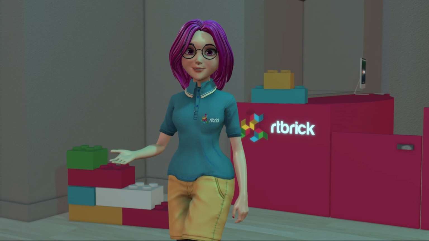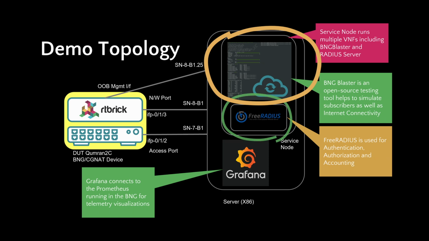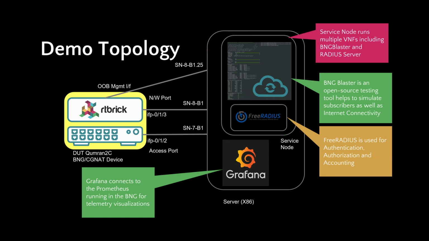Let's go over the demo topology. On the right, we can see our x86 server is hosting Service Node and Grafana. Service Node runs multiple VNFs, including BNG Blaster and Radius Server. BNG Blaster is an open-source tool which helps in simulating the PPPoE and the IPoE subscribers. It also helps in simulating the internet connectivity. While for the Radius server, FreeRADIUS is used for AAA services. Grafana connects to the Prometheus database running in the BNG for telemetry visualizations.